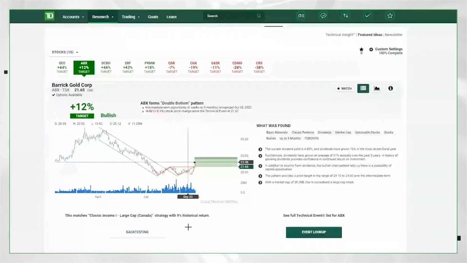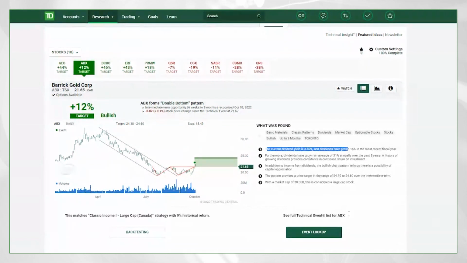Some stocks hit all the buttons. Again, look into the research to make sure it's right for you, of course. But this is pure data and what it means, right? So here you can see, even though we're in a technical tool, the current dividend yield is 4.85%, and it's grown 16% in the most recent fiscal year. That is key information of value to a dividend investor or a fundamental investor, right? We've got more dividend information.